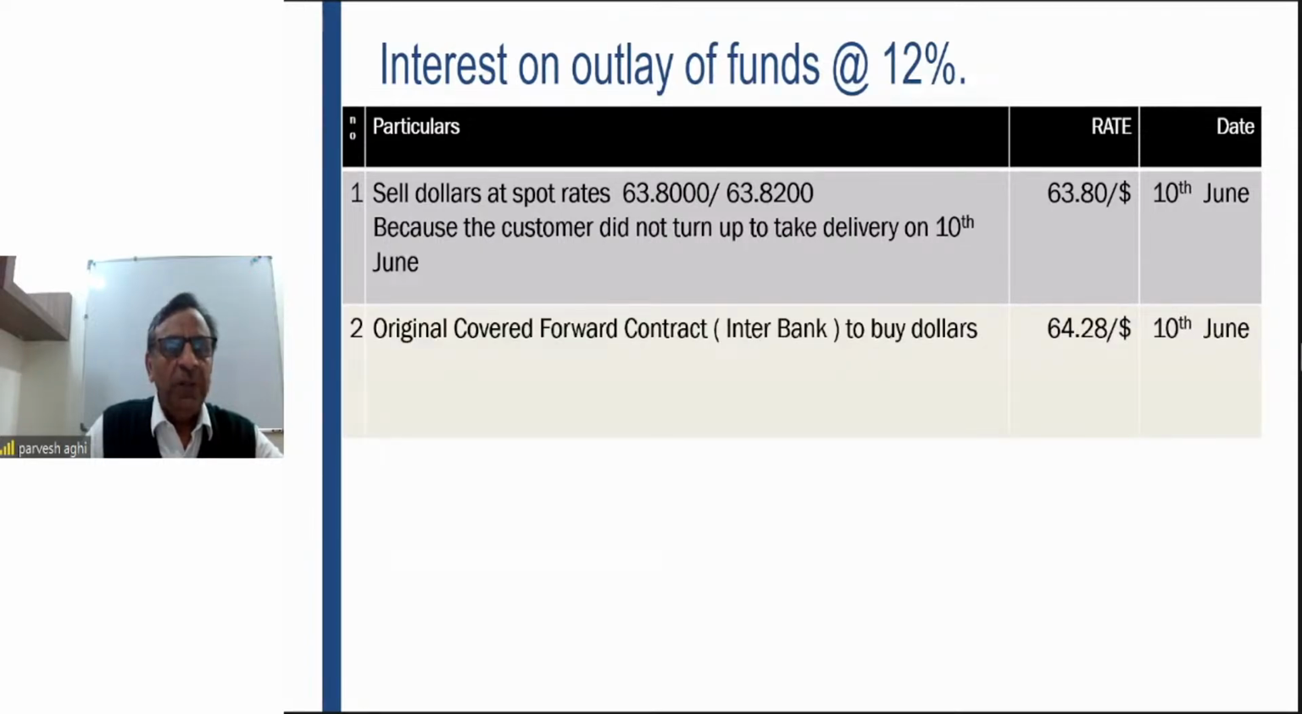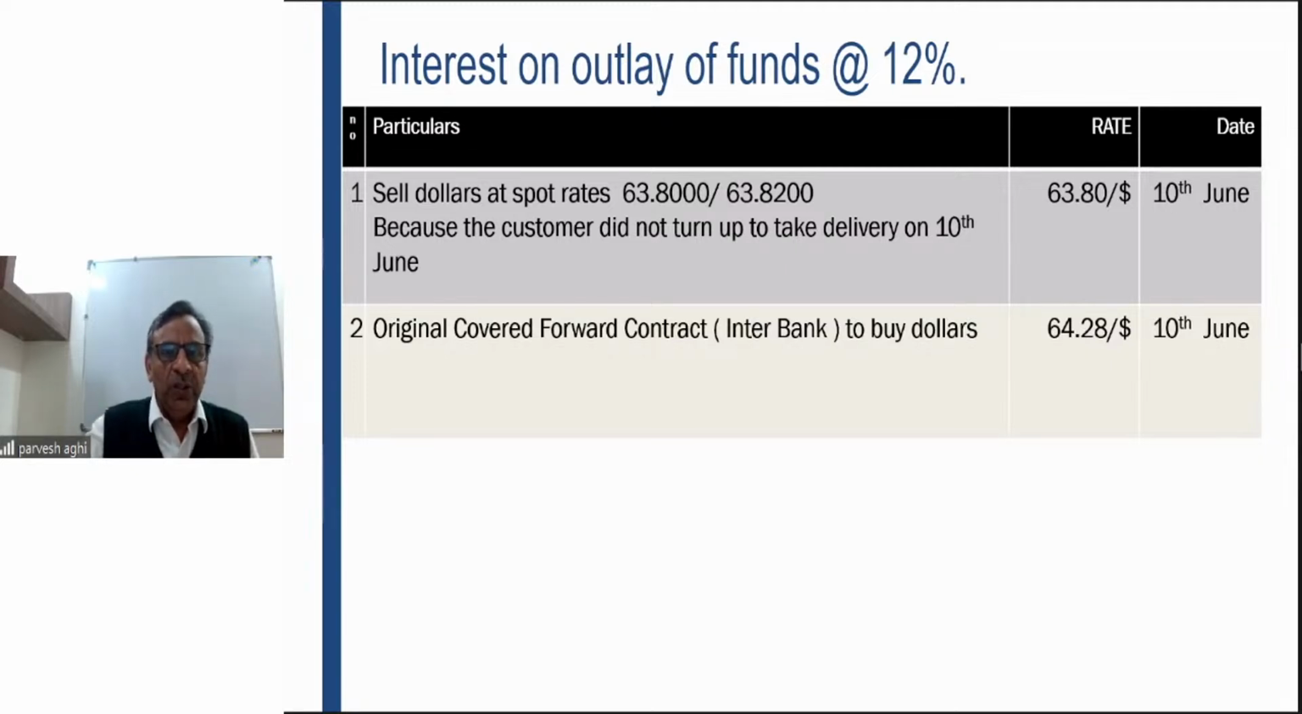The rate of interest is 12%. So sell dollars at the spot rate. Now, because the customer did not turn up to take delivery on 10th of June, they are going to sell the dollars. Okay. At what rate? 63.80, which is the spot rate on 10th of June. Okay. So they waited for you, but you were not there. So they sold the dollars at the spot rate of 63.80 on 10th of June. So on 10th of June, since you did not approach them, they sold the dollars. So the original forward contract was to buy the dollars.